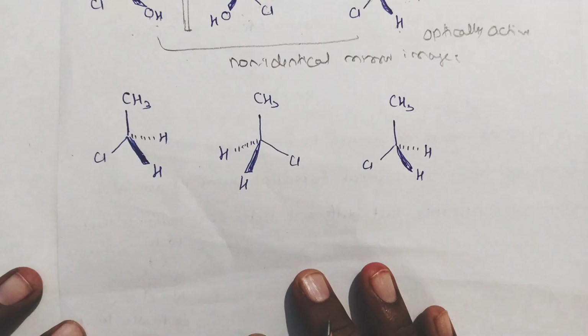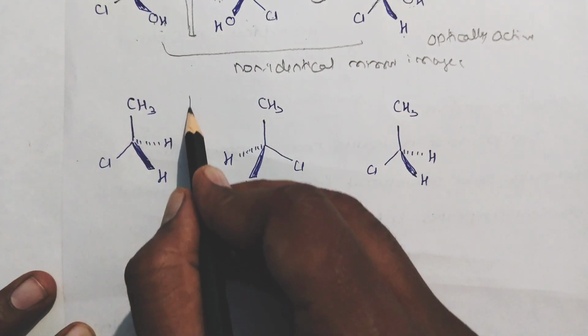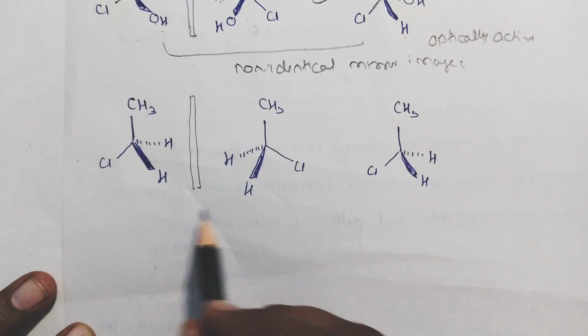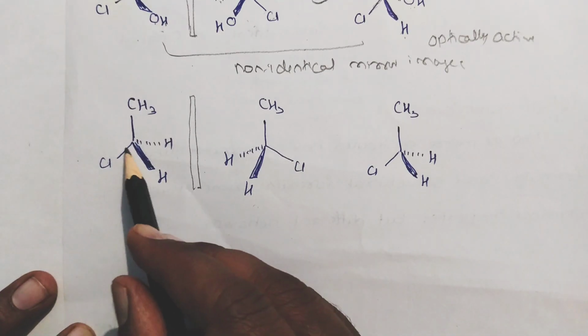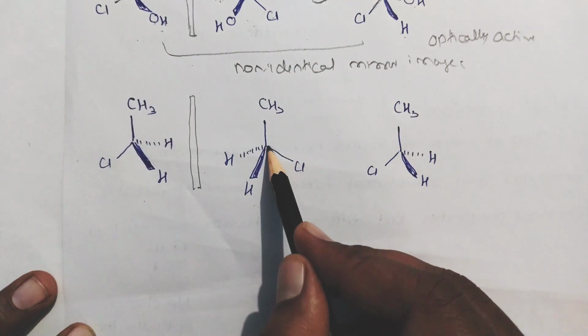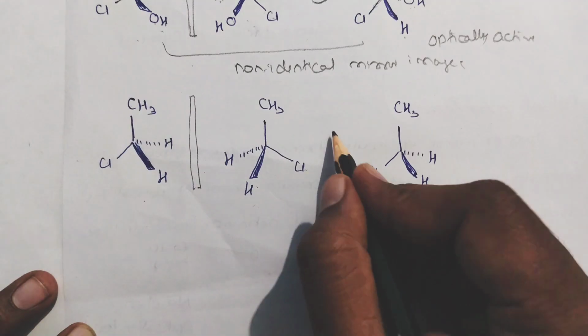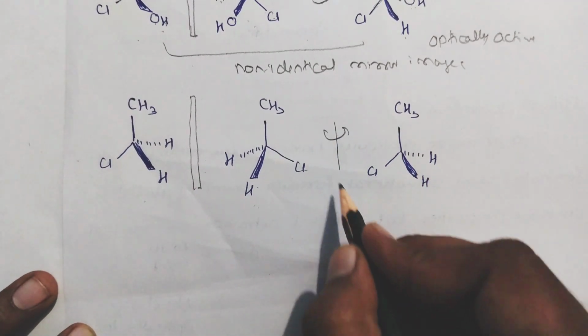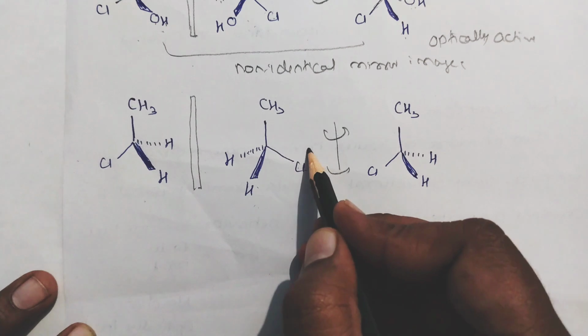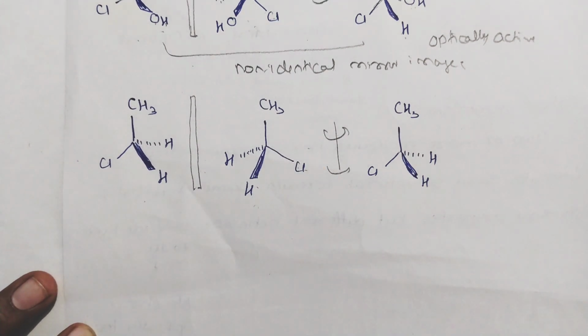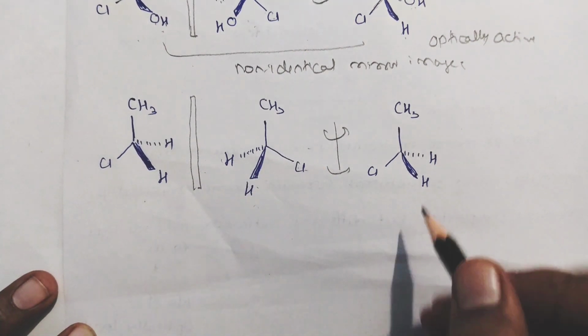But let's see the other example. Here this molecule, I will place the mirror here. This is the mirror image of this. Here the CH2, Cl, CH3. This is CH3, CH2 and Cl. When you rotate this, Cl comes here, this H goes behind the plane and this H comes above the plane.